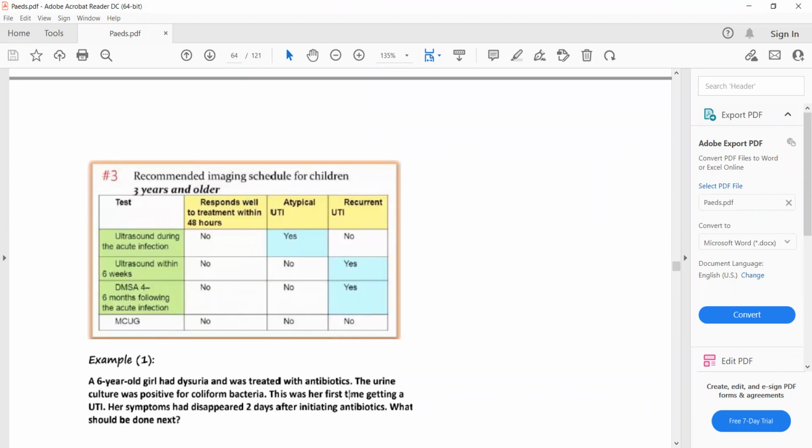Example one: a 6-year-old girl had dysuria and was treated with antibiotics. The urine culture was positive for coliform bacteria. This was her first time getting a UTI. Her symptoms had disappeared 2 days after initiating antibiotics. What should be done? Here the diagnosis is straightforward UTI because she has responded to the treatment, and this is the first time she is getting a UTI. So the diagnosis is straightforward UTI in children who are above 6 months.